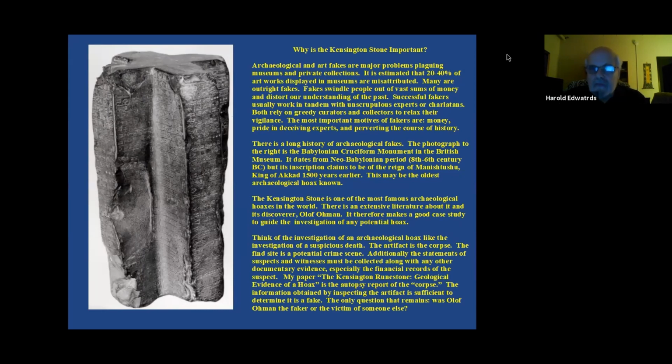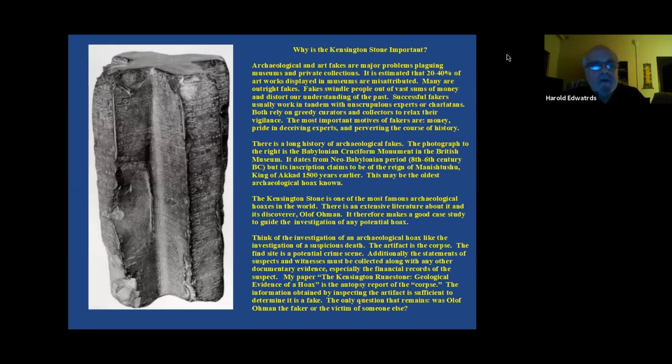You should note that successful fakers usually work in tandem with unscrupulous experts or charlatans. The most important motives that fakers have are money, pride in deceiving experts, and perverting the course of history. And that brings us to this object here, the Babylonian cruciform monument, which dates from about the 8th to the 6th century BC. But its inscription is said to be 100 years earlier. This is probably the oldest archaeological hoax known. It was probably designed by the priests in the temple to make people think that the religion they were involved in was much more ancient.